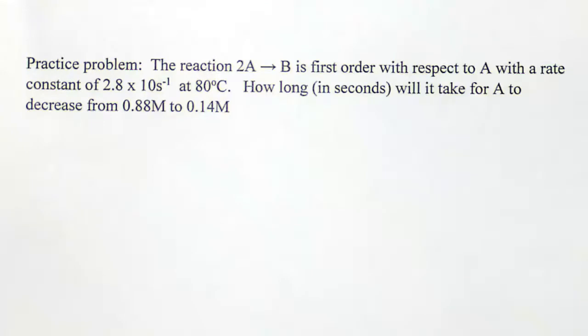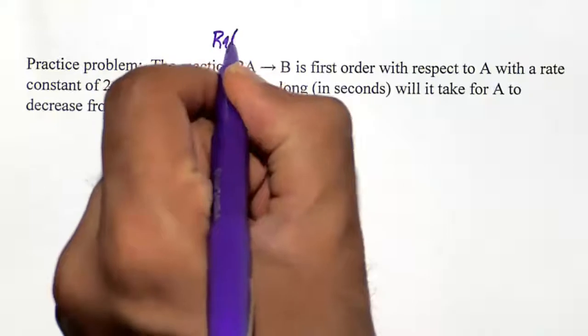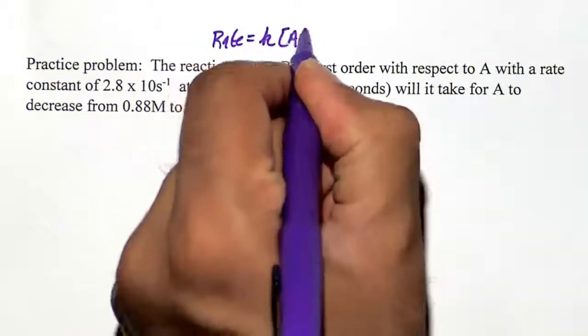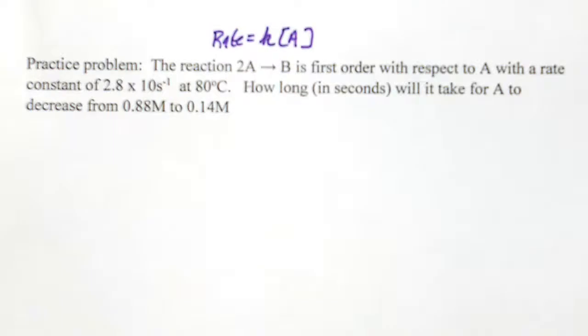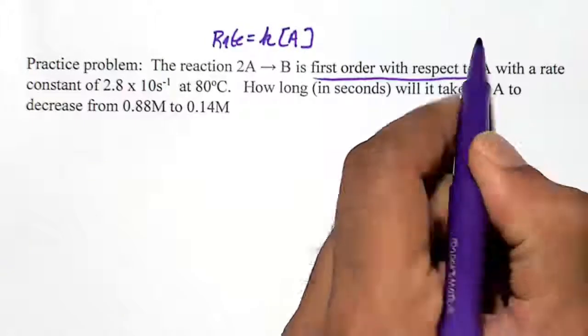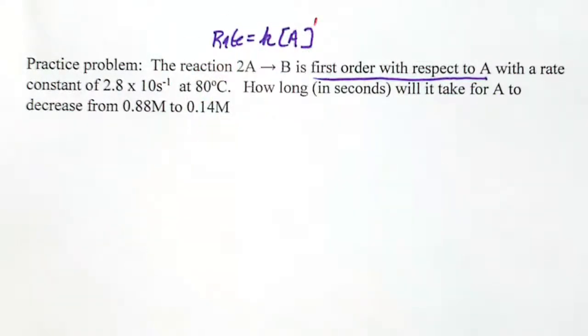A, with a rate constant of 2.8 times 10 to the minus 1 seconds to the minus 1 at 80 degrees C. How long will it take for A to decrease from 0.88 molar to 0.14 molar? Well, two things here. The rate law is first order with respect to A. So the rate law here is rate equals K times the concentration of A, because it tells us that the decay of A is first order with respect to A. So the exponent here is 1.